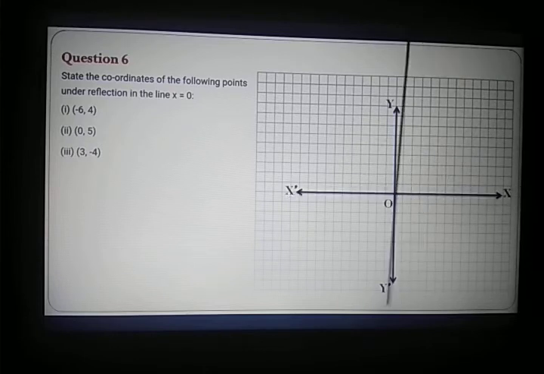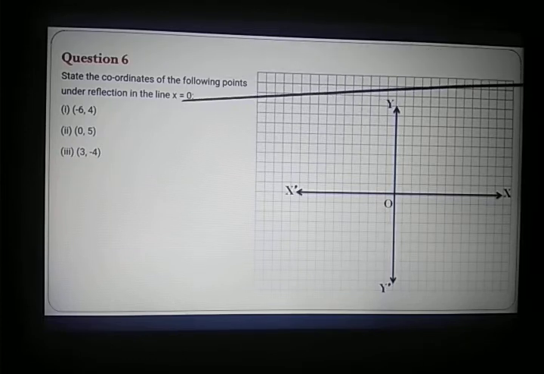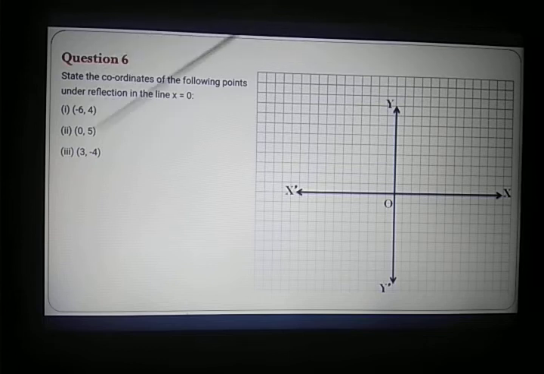Now let us go to the y-axis. Obviously here we are not moving in the x direction, right? We are not moving this way, we are not moving that way also. So the value of x is 0 on the y-axis. So x equals 0 refers to the y-axis. So you need to find the reflection of these points in the y-axis. Let me take one example.